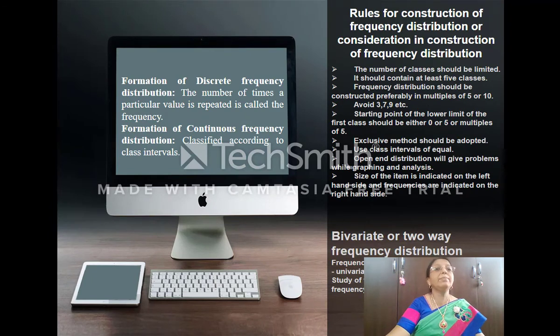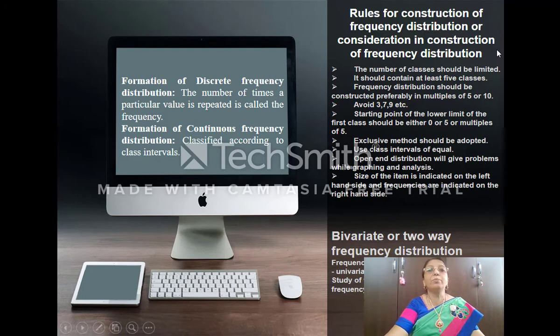So now, moving on to the formation of discrete frequency distribution. The number of times a particular value is repeated is called the frequency. So while you form a continuous frequency distribution, it is classified according to the class interval. So there are some rules for construction of a frequency distribution. What we have to bear in mind while constructing a frequency distribution: the number of classes should be limited. It should contain at least 5 classes, not very few classes, 0 to 10 and 10 to 20 and you finish. No. So you should have a sufficient number of classes.